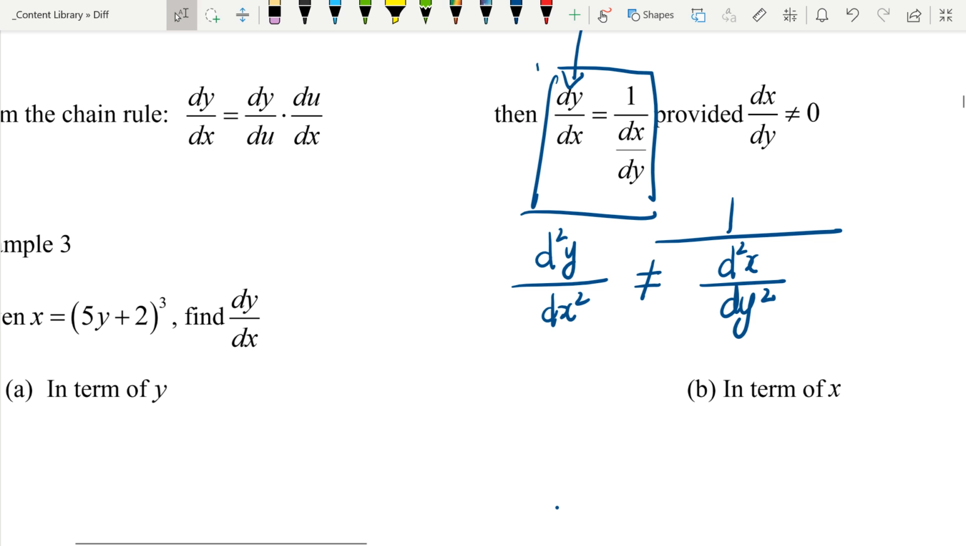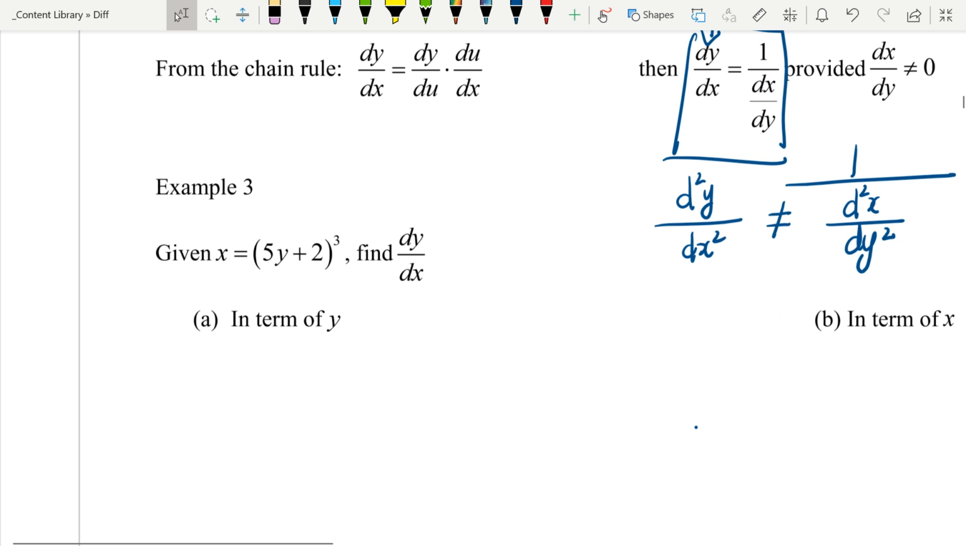So this is d squared x over dy squared. If you flip it, you won't get the same thing. That's why the second derivative doesn't work. It's not really a mathematical argument, but if you just look at how it looks, when you flip it, it won't be the same. So that's why it's not true for the second derivative.